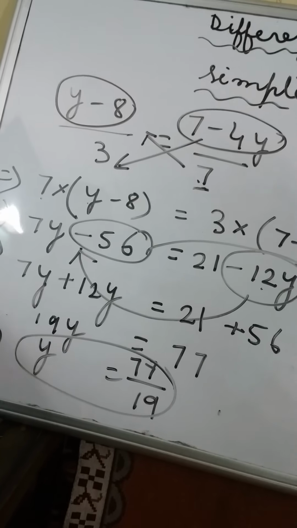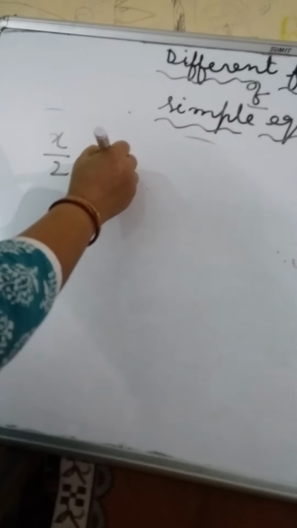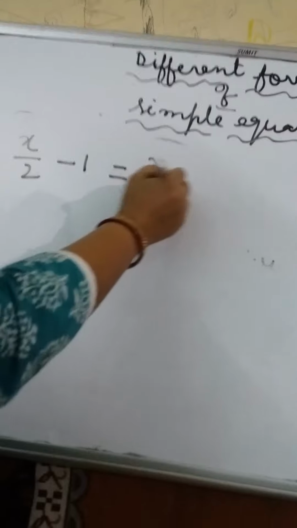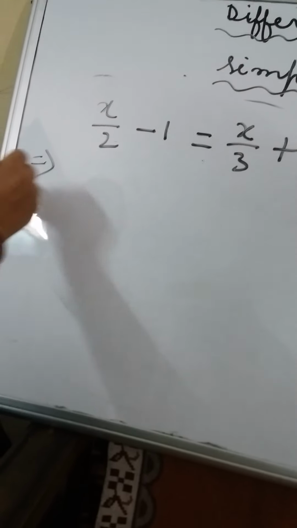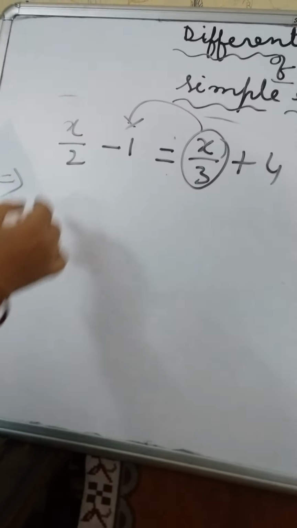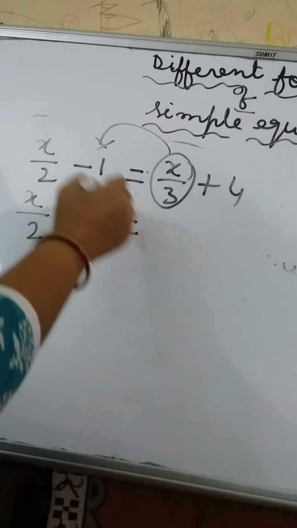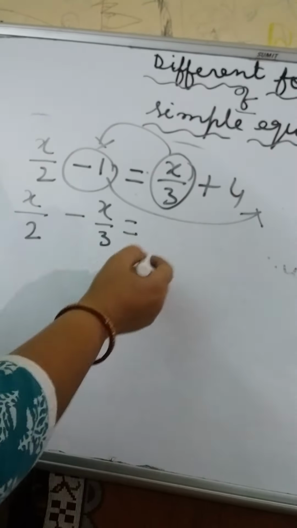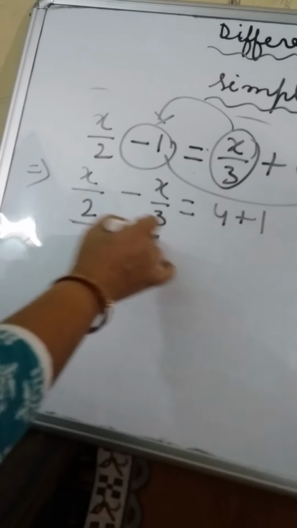And if an equation looks like this, x by 2 minus 1 equals x plus 3 by 4, what do we have to do? First, you have to transpose this to the left hand side. So x by 2 minus x by 3, and this minus 1 will go to the right hand side. It will become plus. Now you have to subtract.